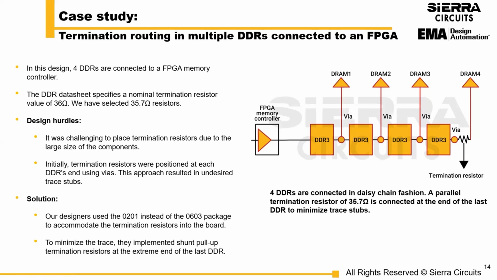It was challenging to place termination resistors due to the large size of the components. Initially, termination resistors were positioned at each DDR end using vias. Unfortunately, this approach resulted in undesired trace stubs causing signal reflections. Our designers then used the 0201 instead of the 0603 package to accommodate the termination resistors into the board. We implemented shunt pull-up termination resistors at the end of the last DDR to minimize the trace stubs.